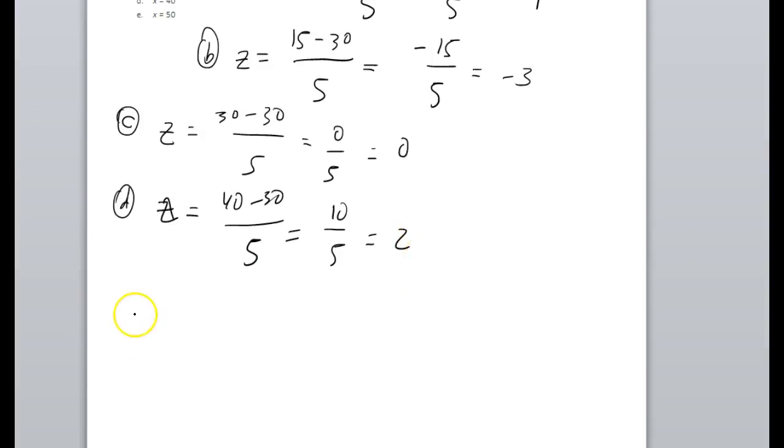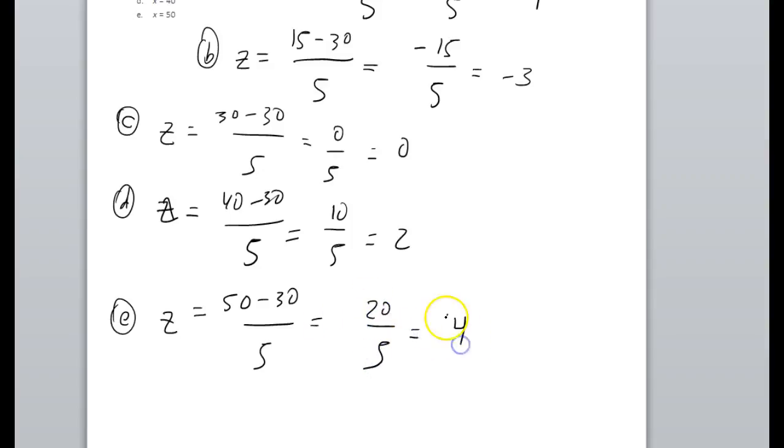And for E, z is equal to 50 minus 30 over 5, which is 20 over 5, which is 4. Okay? So that's how you calculate z-scores. It's that easy. Now, the numbers aren't always going to be as perfectly round and easy to work with as they are right now, but that's the concept. It's just z is equal to x minus mu over the standard deviation.